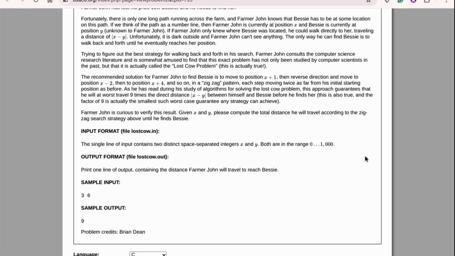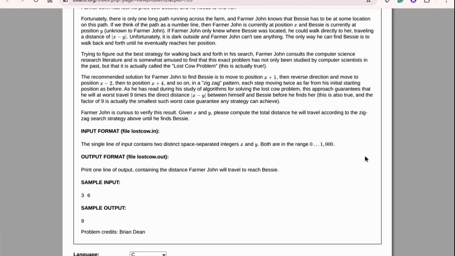As he has read during his study of algorithms for solving the Lost Cow problem, this approach guarantees that he will travel at worst 9 times the direct distance X minus Y between himself and Bessie before he finds her. This is also true, and the factor of 9 is actually the smallest such worst case guarantee any strategy can achieve. Farmer John is curious to verify this result. Given X and Y, please compute the total distance he will travel according to the zigzag search strategy above until he finds Bessie.